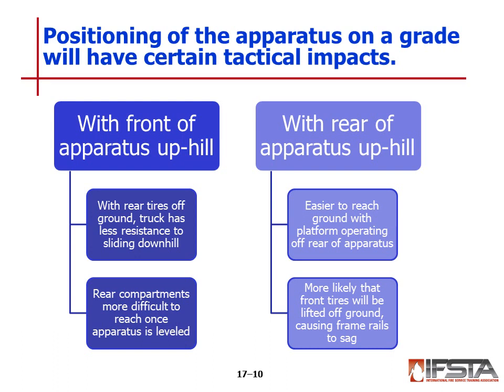Positioning the apparatus with the rear uphill, it's easier to reach the ground with a platform operating off the rear of the apparatus. It's more likely that the front tires will be lifted off the ground, causing the frame rails to sag and making the device more difficult to stow properly after operations are complete.